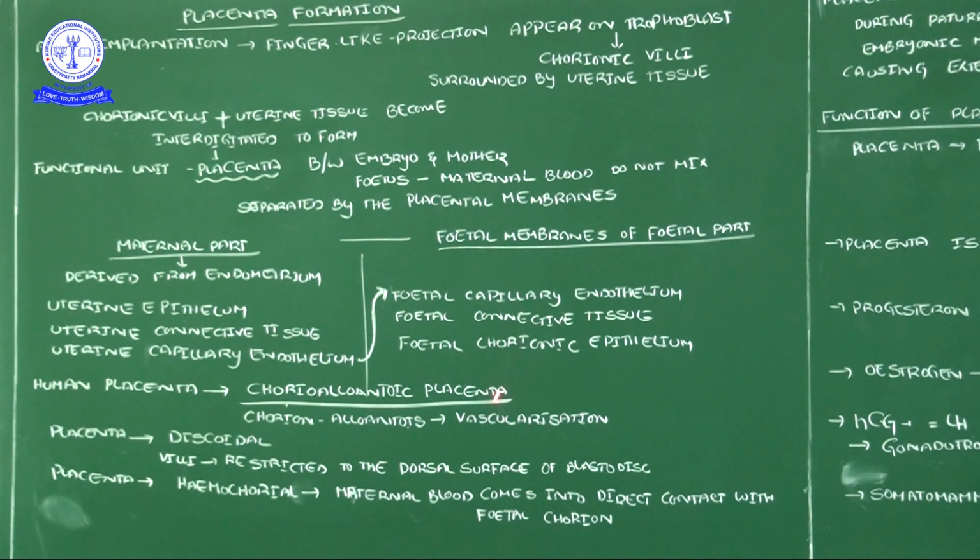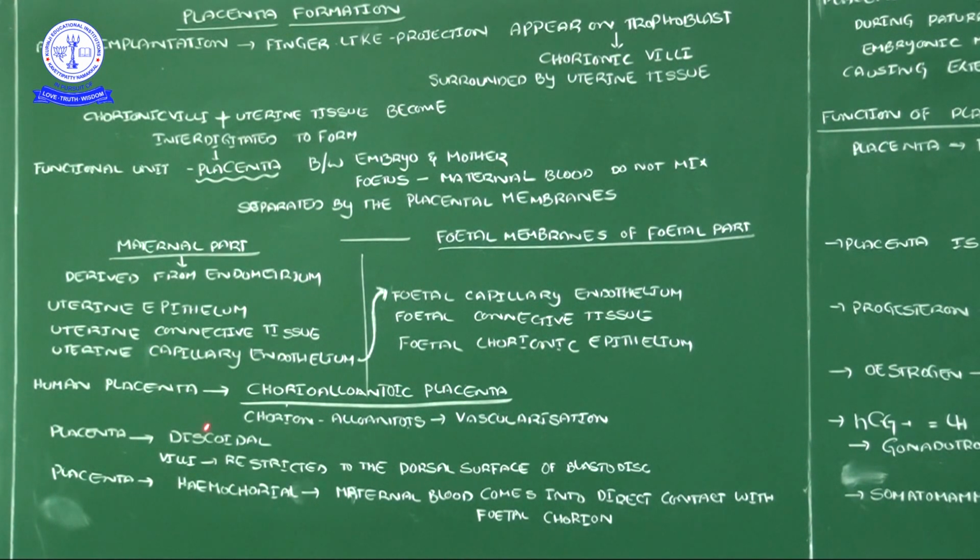The sequence of the 6 membranes is arranged from the maternal to the fetal side, starting with the uterine epithelium. After the uterine epithelium come the uterine connective tissue and then the uterine capillary endothelium. The word capillary indicates blood vessels. So these 3 layers continue, and the capillary endothelium of the uterus connects with the fetal capillary endothelium. Next is the fetal connective tissue, then the fetal chorionic epithelium. So these are the sequence, totally 6.